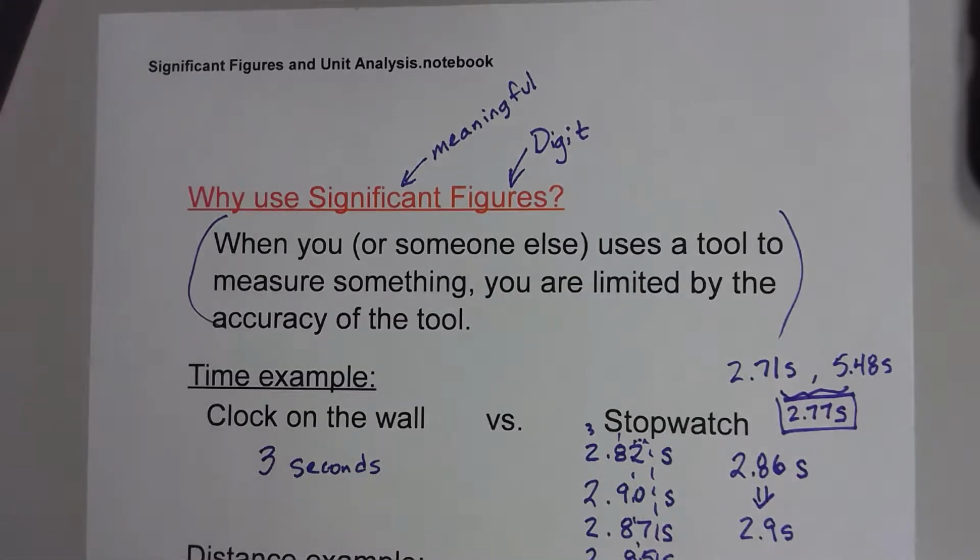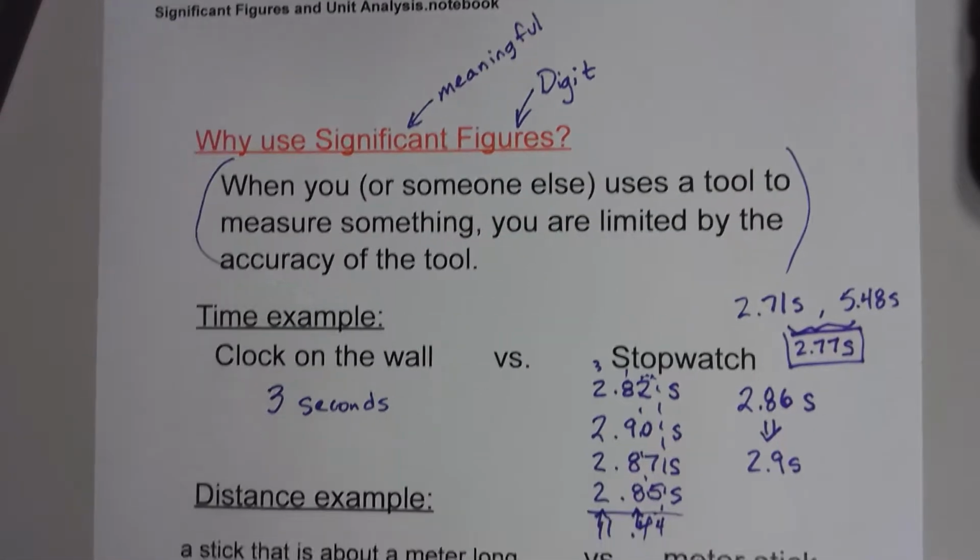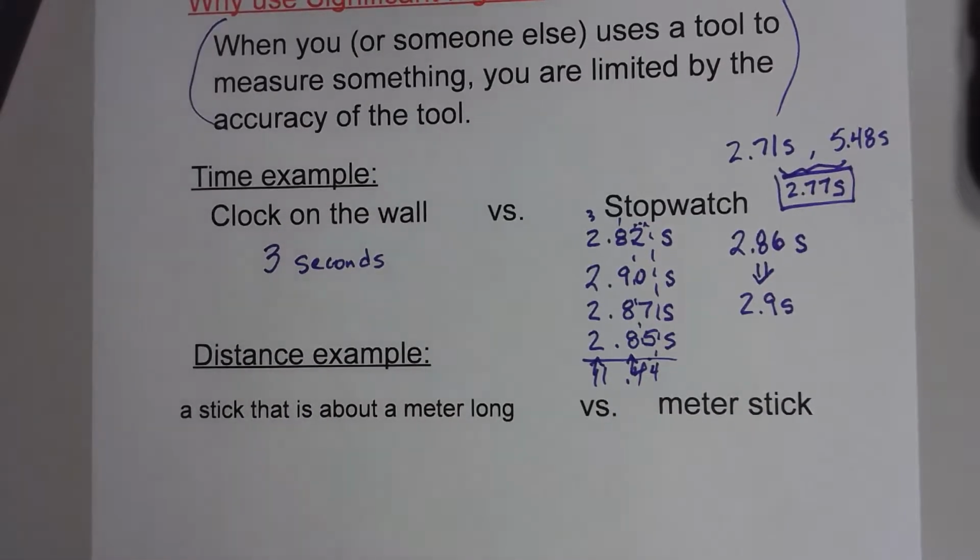Now, let's talk about a different example. Say we're not measuring time, we're measuring distance. So we have different measuring sticks that have different gradations on them. Let me show you some.